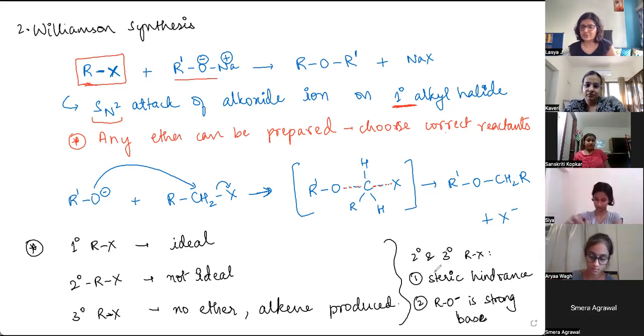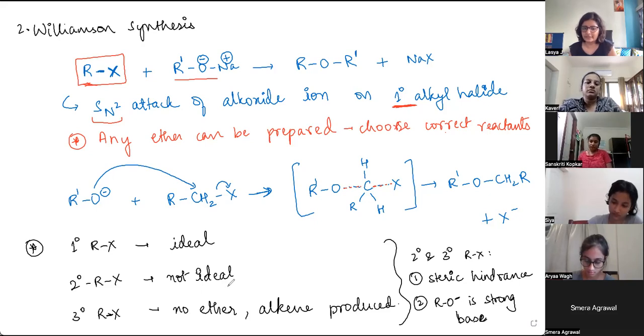The strong base attacks, like takes that H plus, and that triggers that elimination, right? So because of these two reasons, with secondary and tertiary alkyl halides, with tertiary you will definitely not get an ether, it ends up with an elimination product. Secondary is a little iffy, you need to be very careful with the polarity and how big a compound you're taking and all that. It's not ideal. So if your alkyl halide is primary, that is the ideal case, you will end up with an ether.